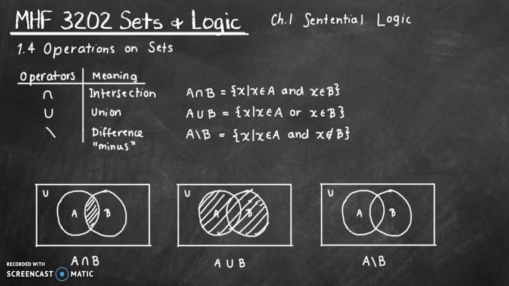And now for A minus B, you want to think of it in terms of you take all the things that are in A and you take out anything that was in B. Well, taking out anything that was in B is taking out this intersection right here. So the only part that we're going to have of A minus B is right here.